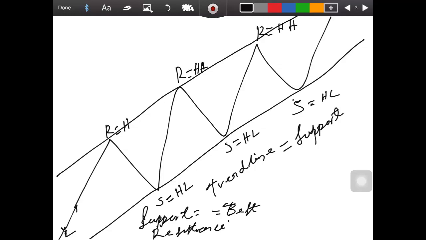Support is the best buying point or price, while resistance is the best selling price. So your duty as a trader is to always look for your trend and then look for support and resistance. So let's do a sideways market.